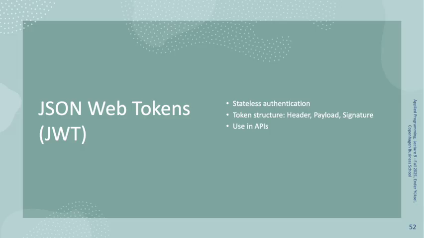In ASP.NET Core, you can use the Microsoft.AspNetCore.Authentication.JwtBearer package to validate JWTs. In Angular, you can use interceptors to automatically attach the token to every HTTP request. You can think of JWTs like a passport. Once issued, you carry it with you and show it at every checkpoint. The passport contains your identity and permissions, and the border agent, which is the server in this case, checks its validity before letting you through.